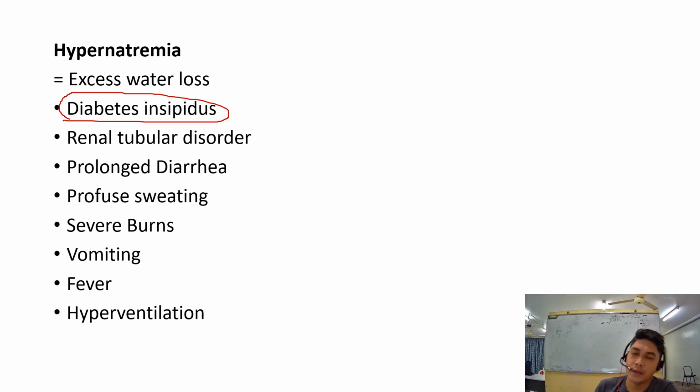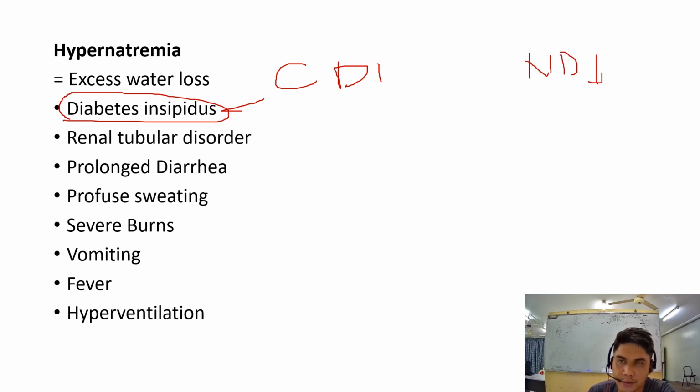For diabetes insipidus, there are two types: central diabetes insipidus and nephrogenic diabetes insipidus. What's the difference between them? Before we talk about the difference, the similarity of central and nephrogenic DI is that there is increased urine output, increased urine formation. That's for diabetes insipidus.